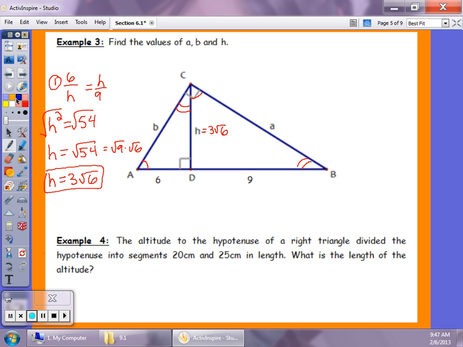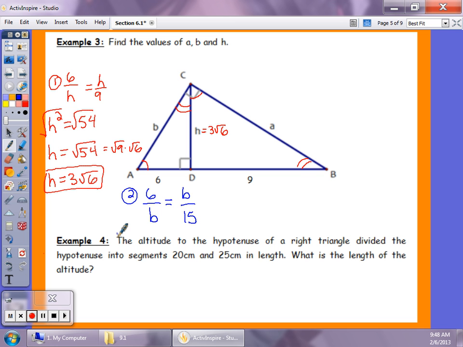For the second one, we can say 6 over b is equal to b over 15. 6 over b represents the short side of the small triangle over its hypotenuse, and b over 15 represents the largest triangle, so its short side over the entire hypotenuse of AB, which is 15.